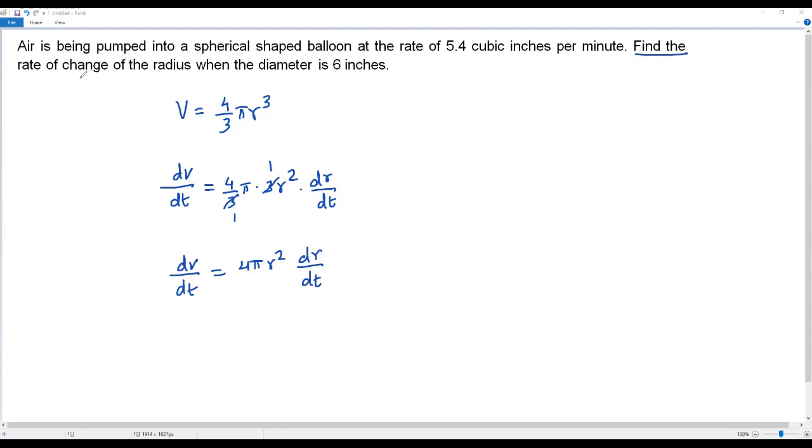That is, find the rate of change of the radius when the diameter is 6 inches. Since my aim is to find the value of dr over dt, I have to plug in the values for dv over dt and this r. So dv over dt represents a change in volume with respect to time.